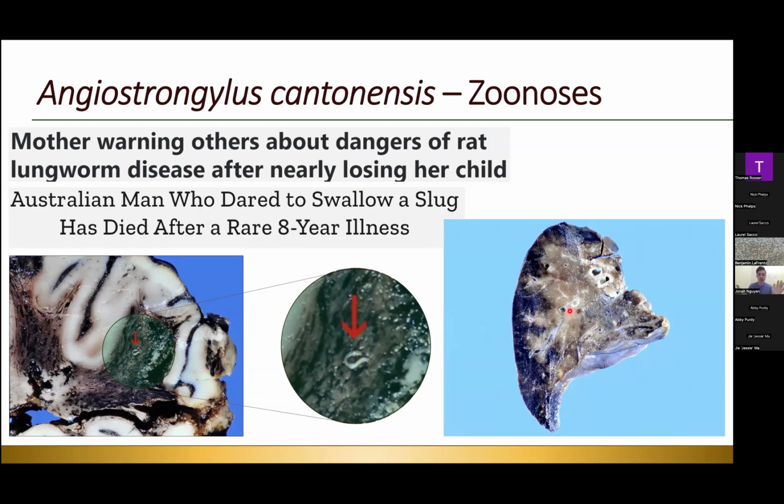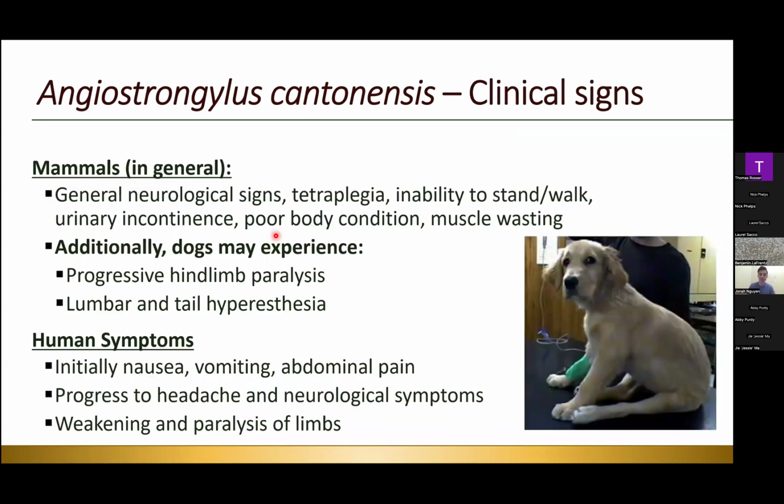That caused infarctions and issues with their lungs. And of course, there are a lot of headlines, like you might have heard of this: the Australian man who dared to eat a slug got paralysis and died after 8 years. That's caused by rat lungworm. He ate a slug and then sadly got paralysis and died years later.